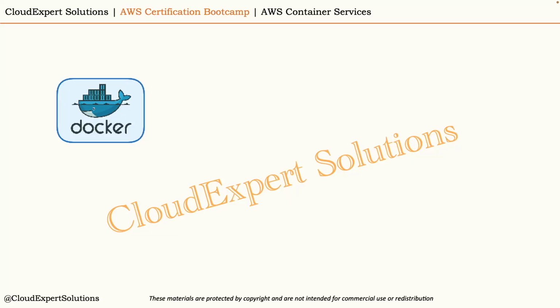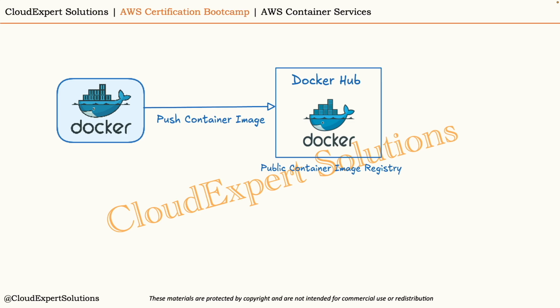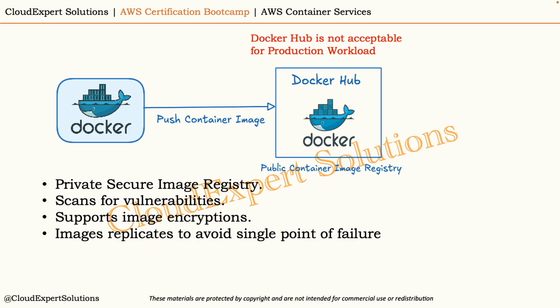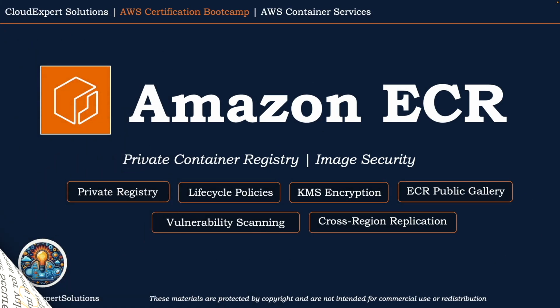Your organization built the container image. Now, where do you store it? Docker Hub is public, not acceptable for production workloads. You need a private, secure, fully managed registry, one that scans container images for vulnerabilities, encrypts with KMS, replicates across regions, and integrates directly with ECS and EKS. That is Amazon ECR.